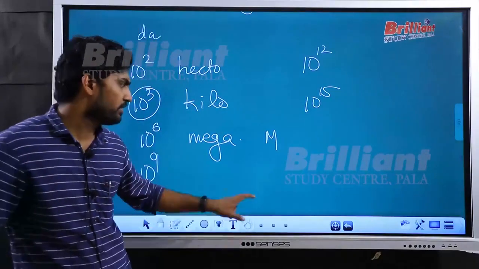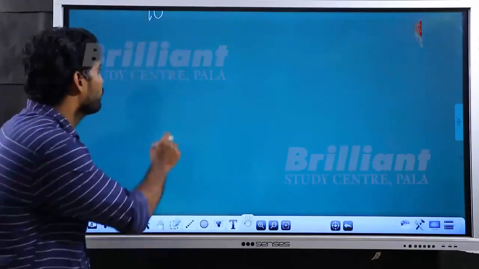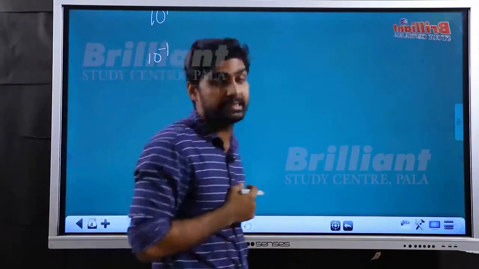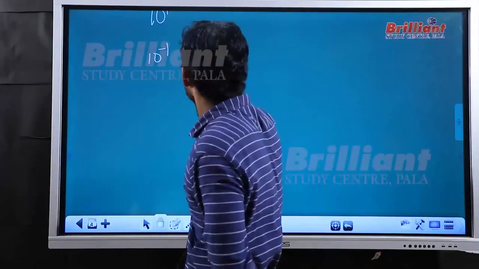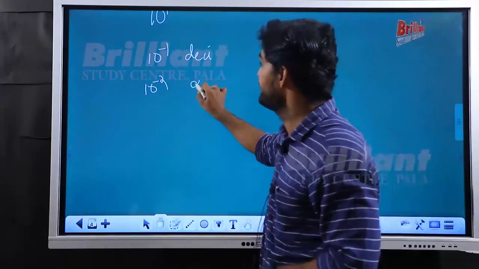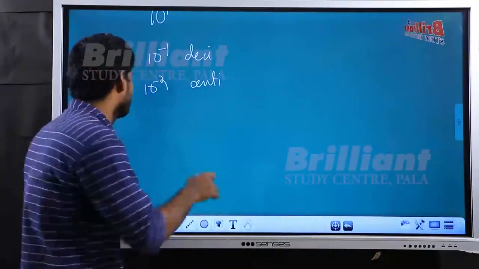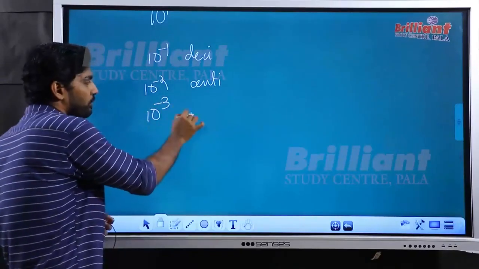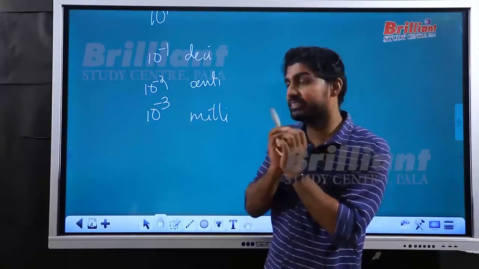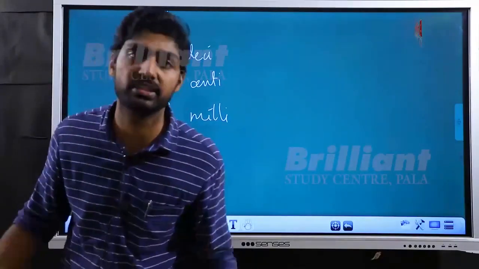Now let's mention some prefixes that are used to represent very small quantities as well. For example, what is the prefix for 10 raised to minus 1? It is deci. 10 raised to minus 2, that is 1/100th of that, is centi, that is centimeters, 1/100th of a meter. Then we have 10 raised to minus 3. You are familiar with this. This is milli. So 1 millimeter means 10 raised to minus 3 meters, that is 1 part in 1,000 of a meter.